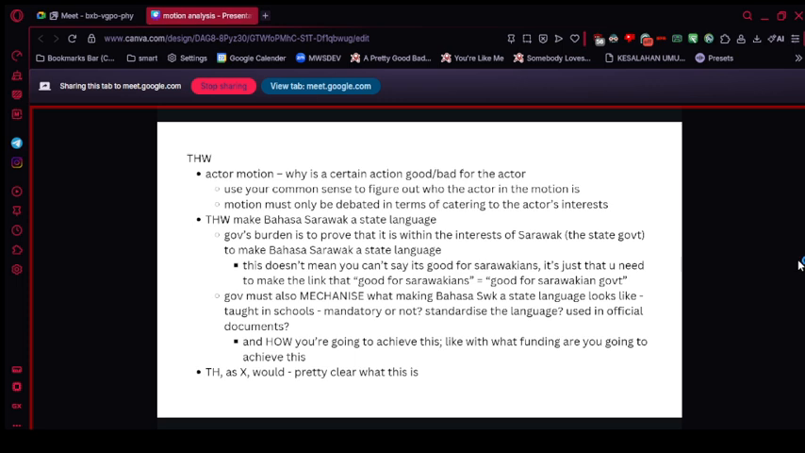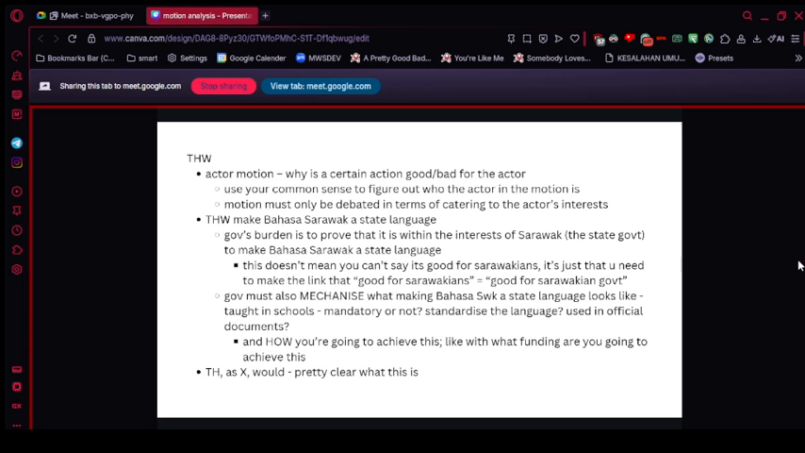So for example, this house would make Bahasa Sarawak a state language. So under this motion, government's burden is to prove that it is within the interest of Sarawak, i.e. the state government of Sarawak, to make Bahasa Sarawak a state language, right? Because obviously the only person able to make Bahasa Sarawak a state language is the Sarawakian government. So obviously the actor here is the Sarawakian government.